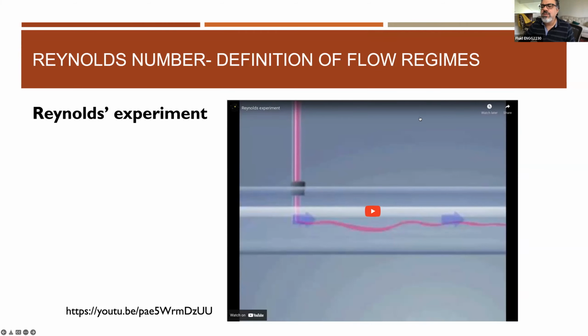So can you see this? Can you see the new screen now?